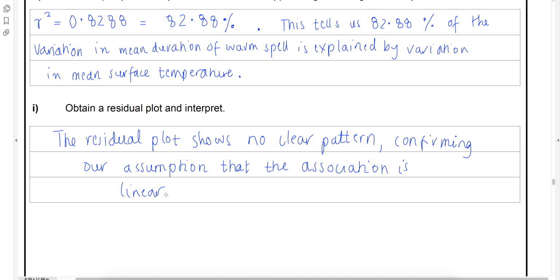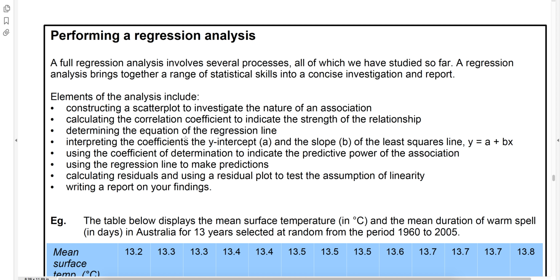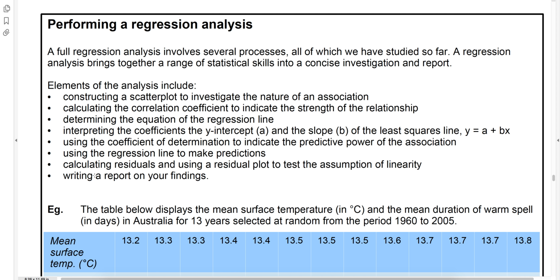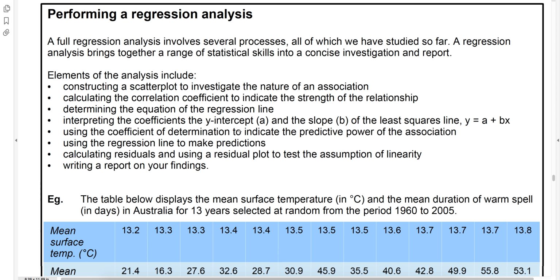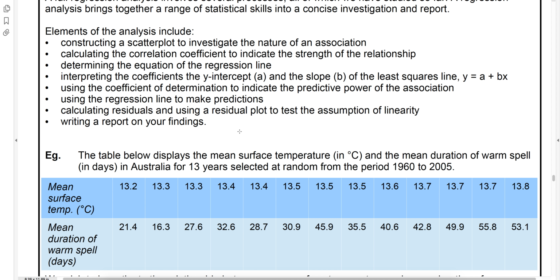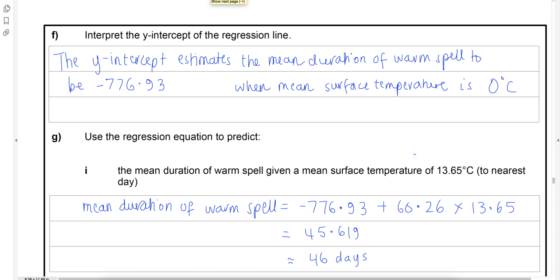Now, of course, that has been scaffolded, that's been broken down for you. If you were just asked to do a regression analysis, you would need to make sure you did all of these things on this list here. Perhaps not make predictions, because obviously you would need to be given something to make a prediction with, but you could do it. You could grab a data value within the data and call that an interpolation. Or an extrapolation even, if you picked one from outside the data.